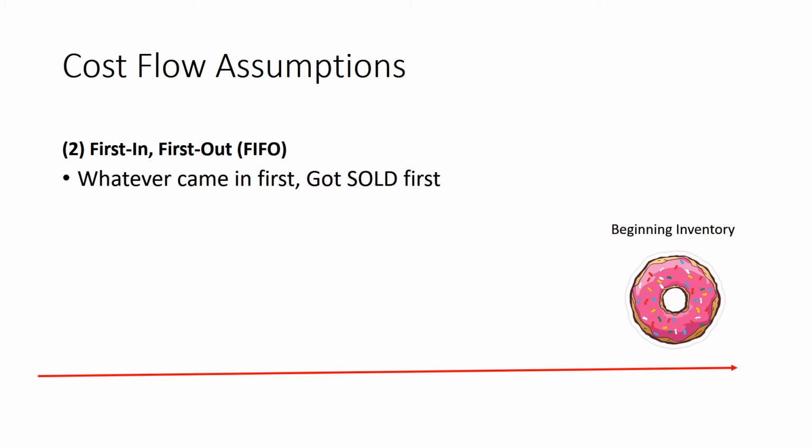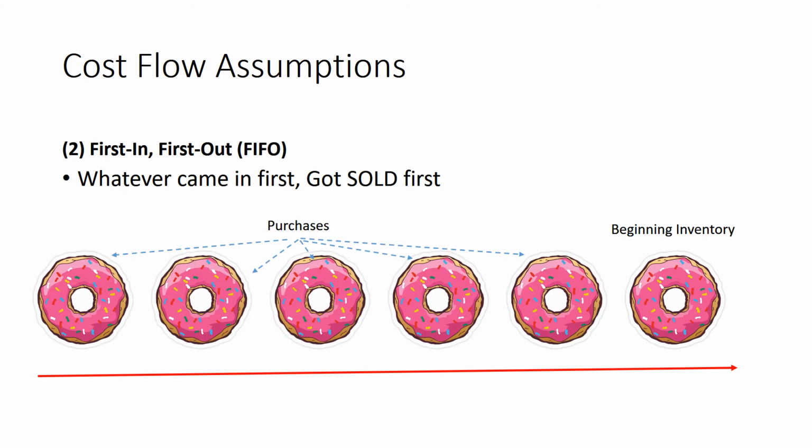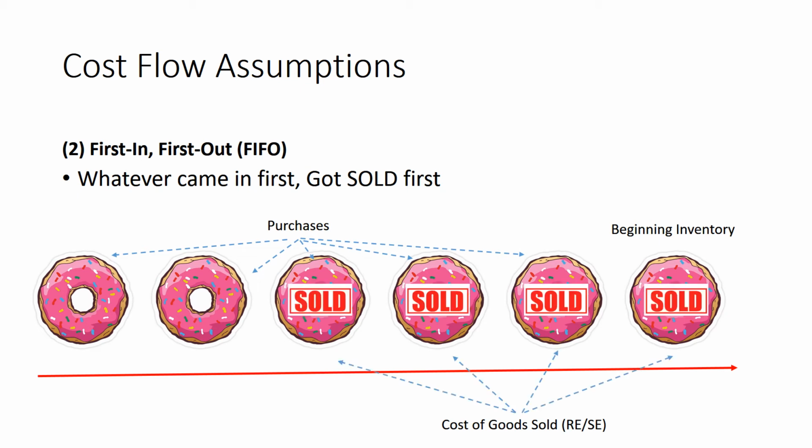The old donut is also known as the beginning inventory. The 5 new donuts are known as purchases. Whatever came in first gets sold first, so under cost of goods sold, the first 4 donuts get sold, and they're the first 4 that fall off the conveyor belt. What we have at the end are the 2 donuts, and they belong in our ending inventory.